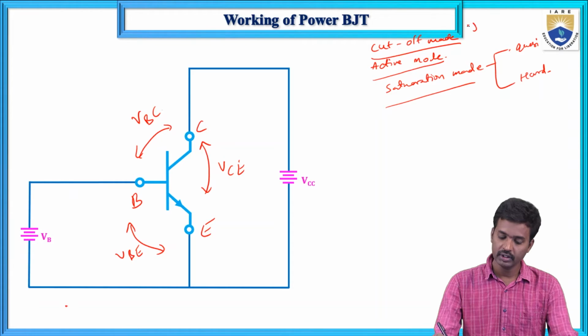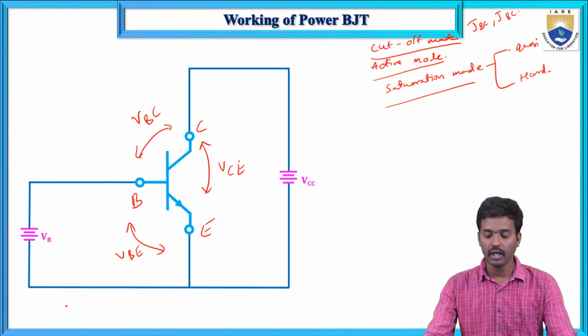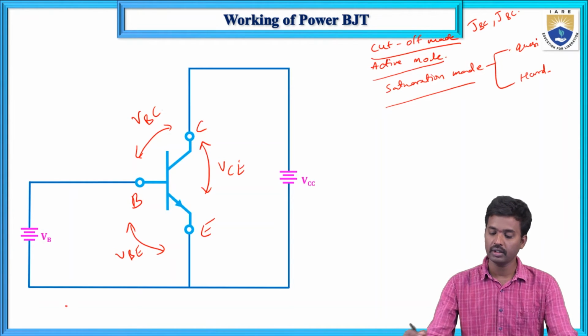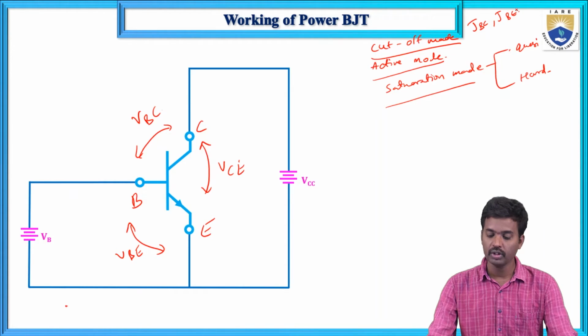So the collector base junction and the emitter base junction, these two are both reverse biased. Both junctions are in reverse bias, and that condition is cutoff mode. In that case the power BJT is in off mode. That means the power BJT is turned off.